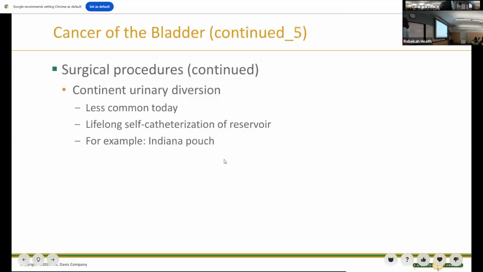This is usually called an Indiana pouch. Is that right? Yeah. They have to, but this is lifelong. They have to catheterize themselves through that opening.